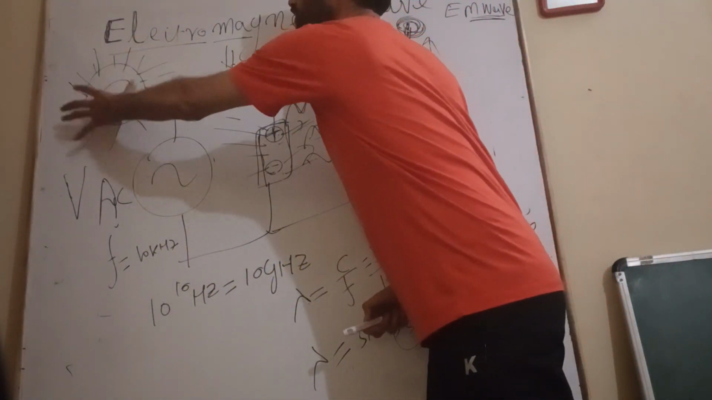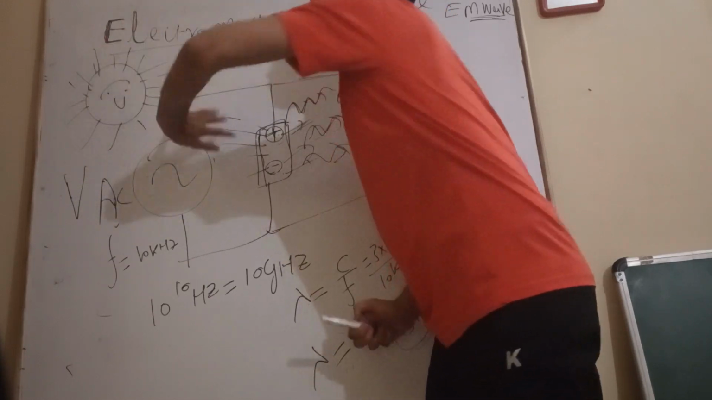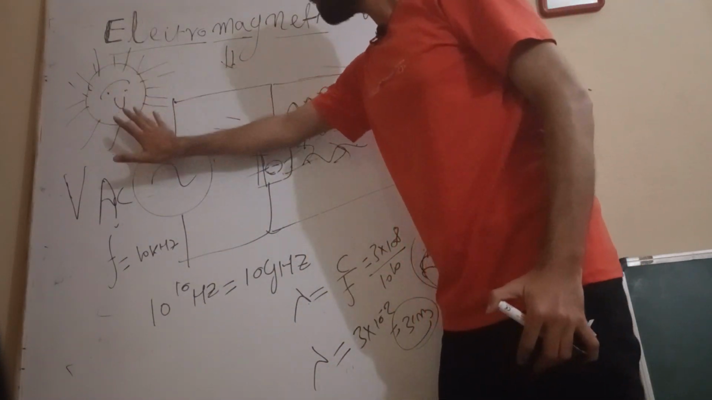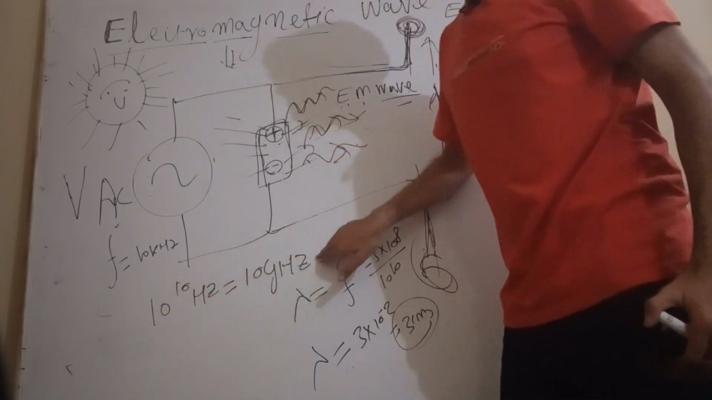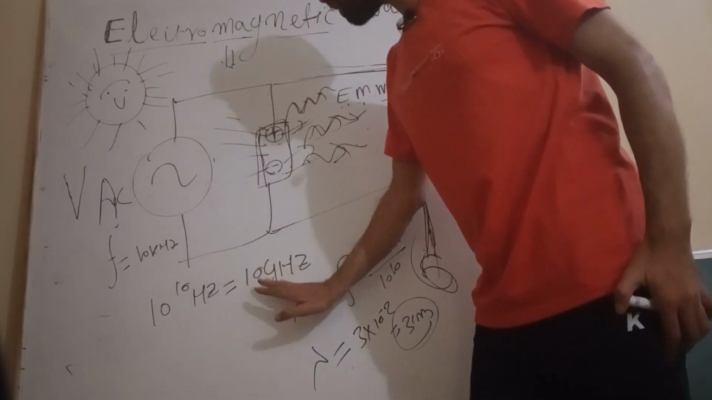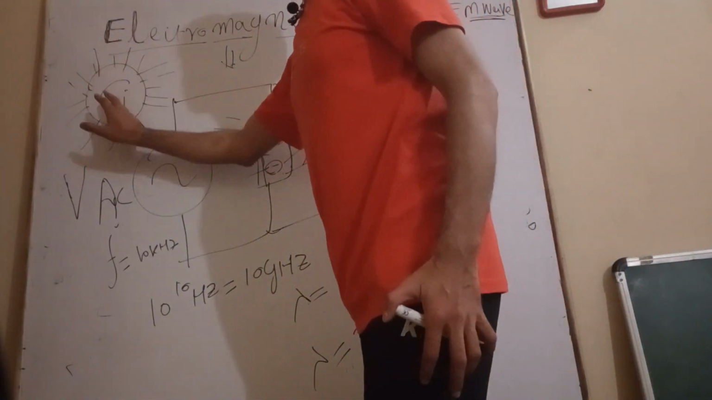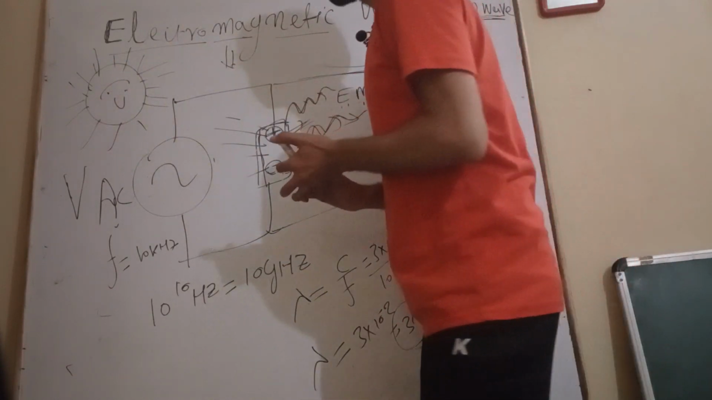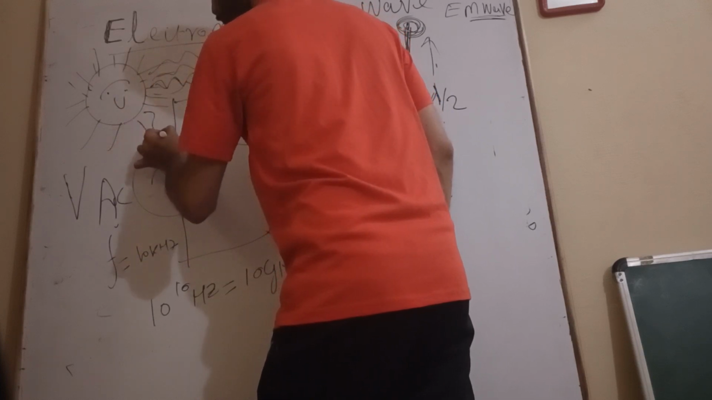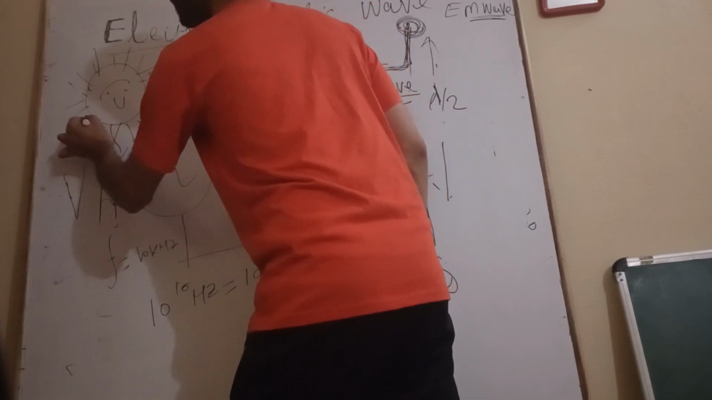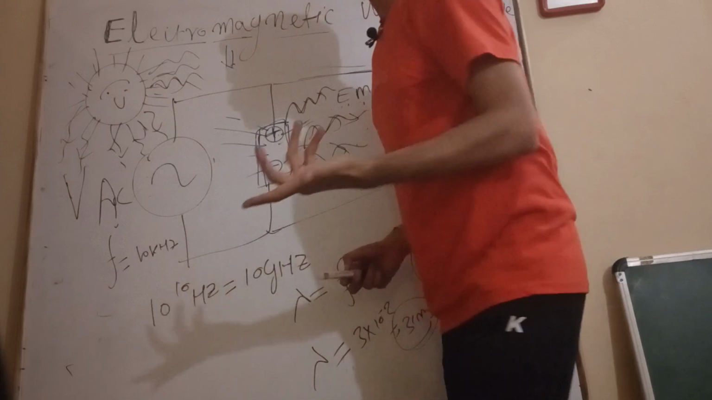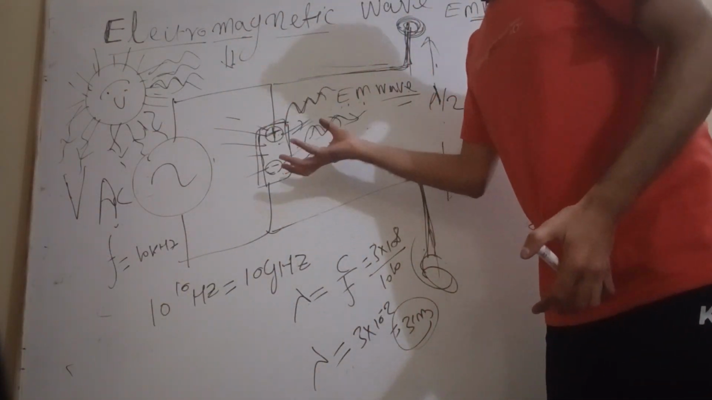These charges are oscillating within the sun, a lot of positive and negative charge, with a frequency in the order of gigahertz or terahertz. Therefore these charges are radiating, and the sun is radiating energy. The source of this energy radiation is nothing but the oscillation of charge.